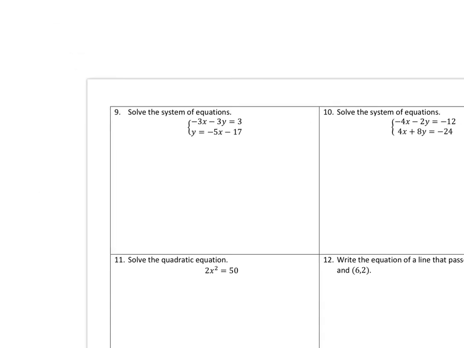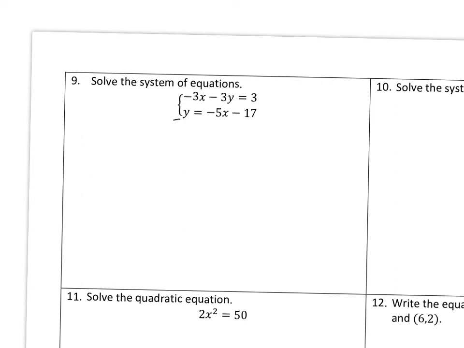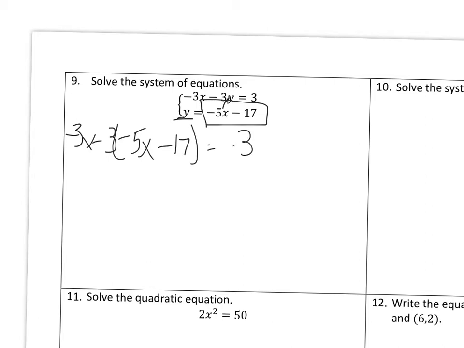Okay, question 9, solve the system. Well, first thing I notice right here is that y is by itself, so I'm going to use substitution. I'm going to take this negative 5x minus 17 and plug it in for y. So I get negative 3x minus 3, and then I'm going to replace that y with negative 5x minus 17, and then continue the equation. Distribute the negative 3. The negative has to go with it. Okay, so negative 3 times negative 5 is a positive 15x.